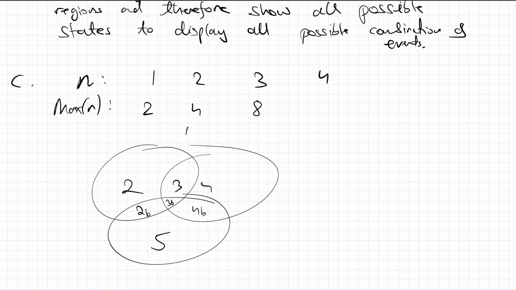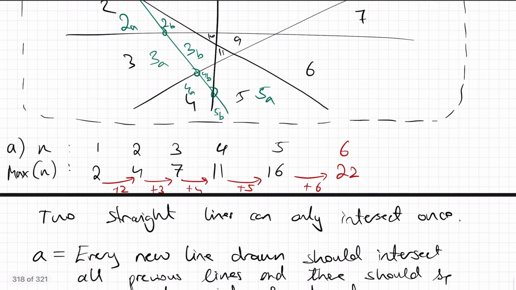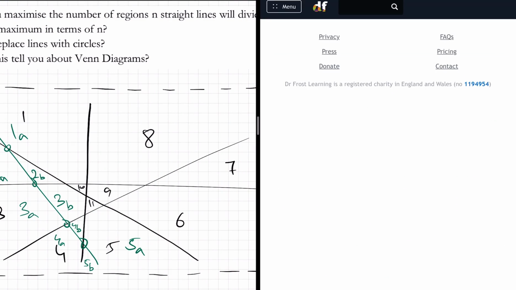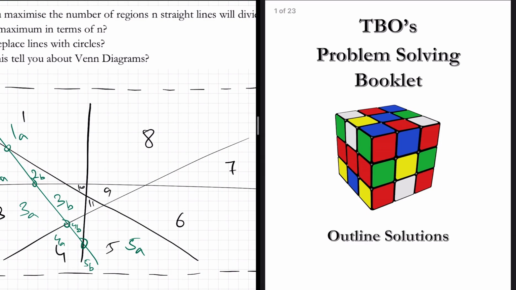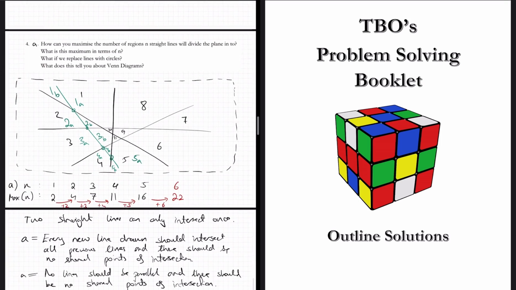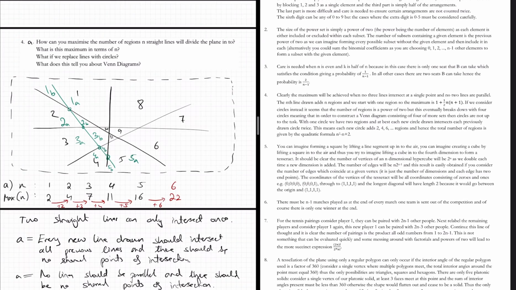What the solution is saying now. Number 4. Clearly the maximum will be achieved when no 3 lines intersect at a single point. Okay, so we got that by saying no shared points of intersection, and no two lines are parallel. Okay, yeah, so we've got that.